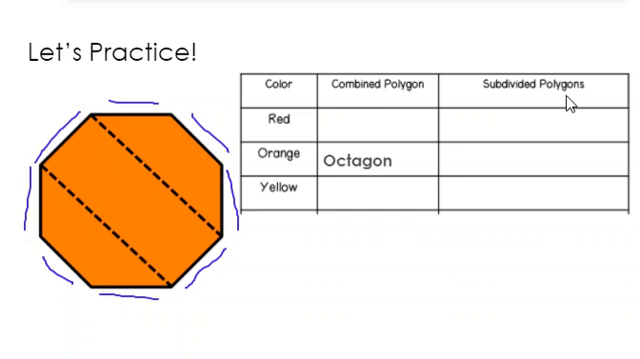This next part is a little trickier. Can you figure out the subdivided polygons that would be created if you cut this polygon or subdivided it along the dotted lines? Pause the video and see if you can figure this out. It would make 3 quadrilaterals. 1, 2, 3. Each of these new polygons would have 4 sides.